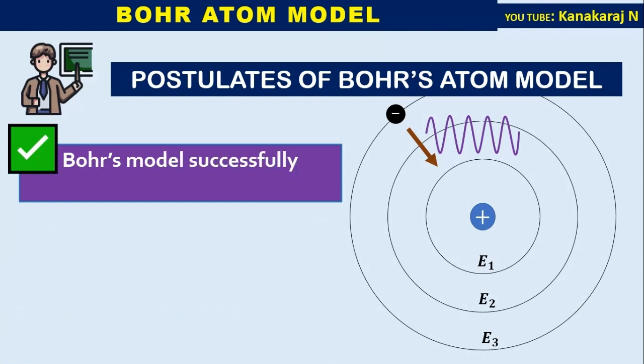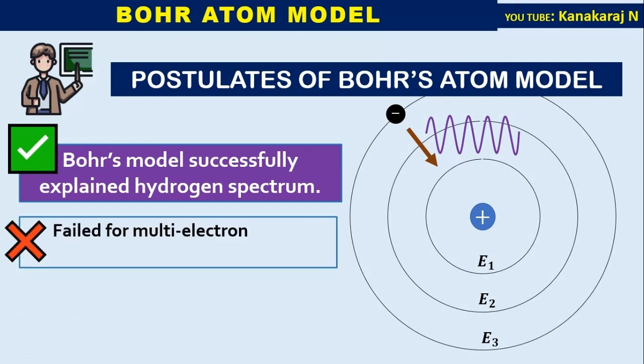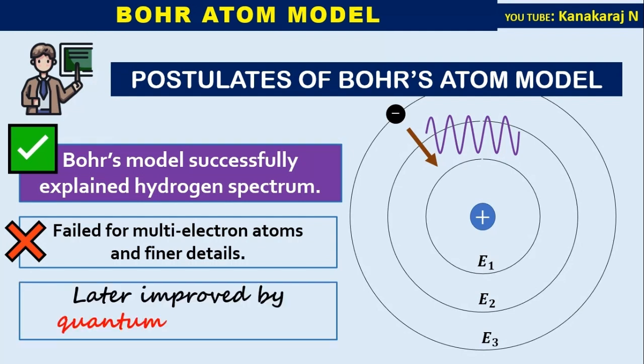Bohr's model successfully explained the hydrogen spectrum, but failed for multi-electron atoms and finer details, later improved by quantum mechanics.